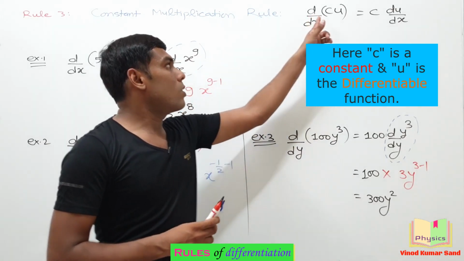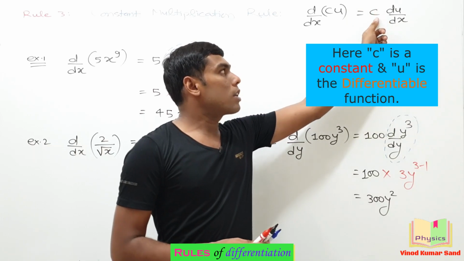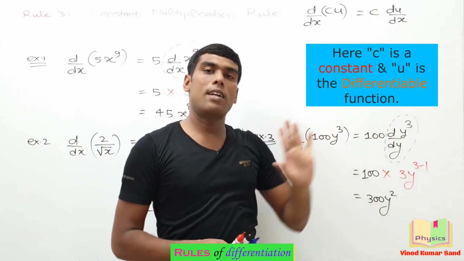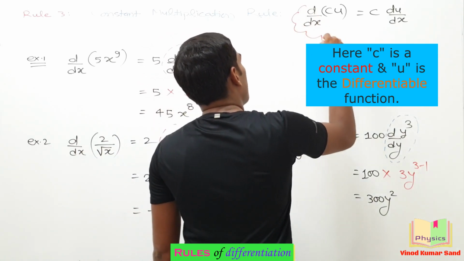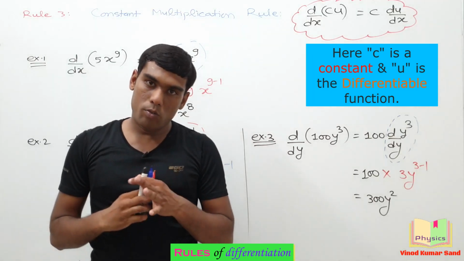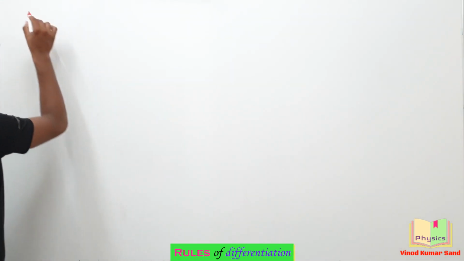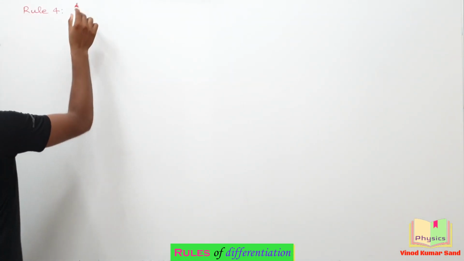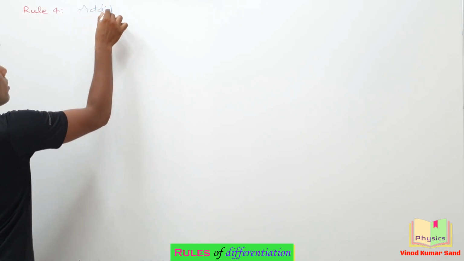If there is a constant in multiplication with the differentiable function, then you take that constant outside and then differentiate the remaining function. It's a pretty important rule. You can note it down. Then we'll take up rule number 4. Now let's take up rule number 4. It's known as the addition or subtraction rule.